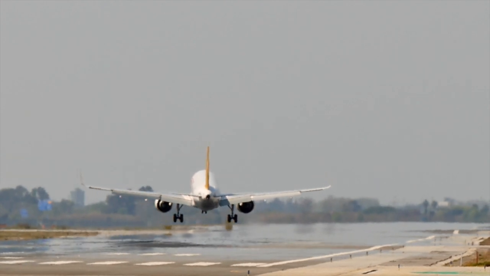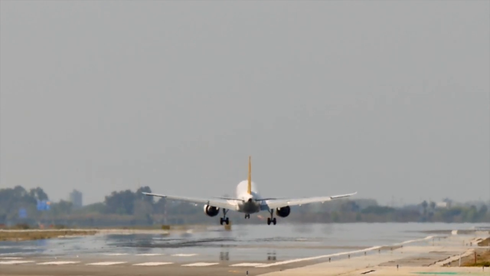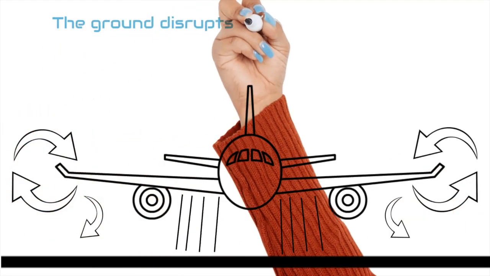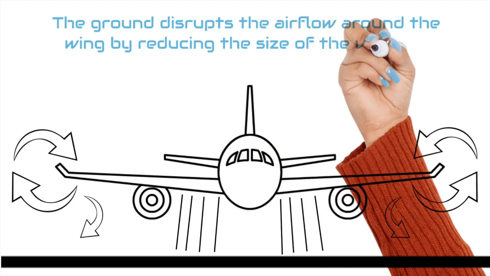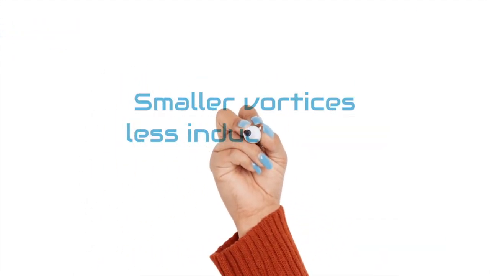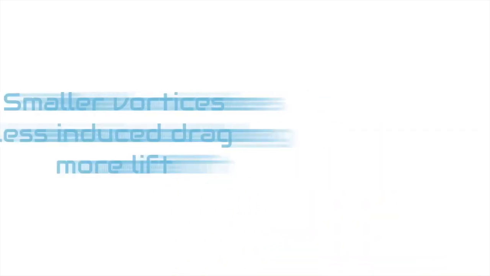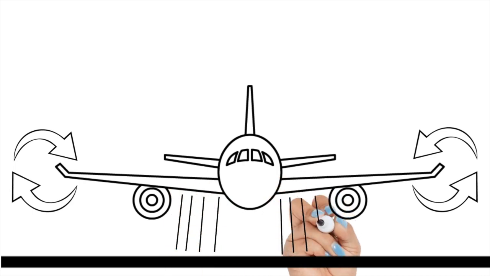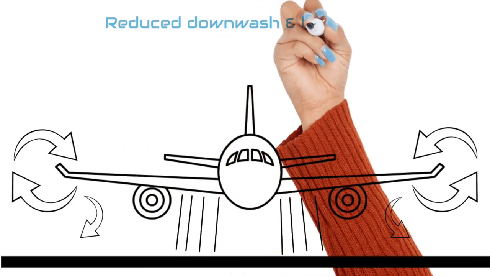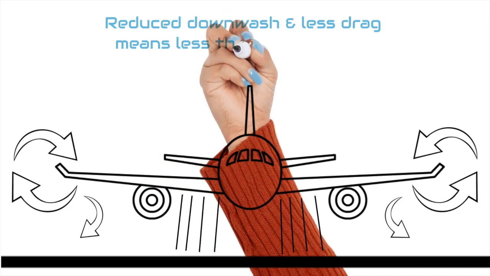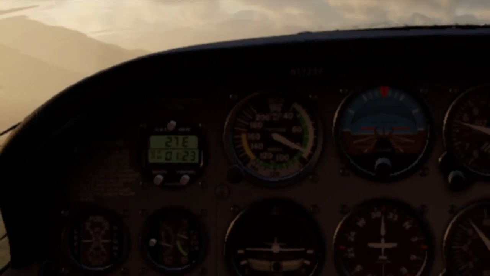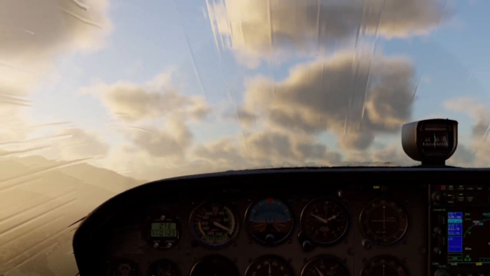When we get in close proximity to the surface, some of these airflow patterns get disrupted. One way that the ground disrupts the airflow is that it reduces the size of the wingtip vortices, and with that, we get less induced drag and more lift. We also get reduced downwash, which means less induced drag. With so much less drag, that means that less thrust is required. And because we also have increased lift, if you're above the recommended landing speed, you could float quite a bit.